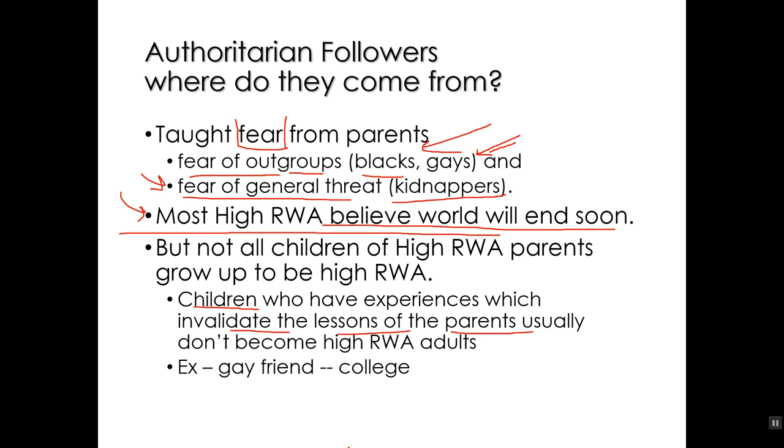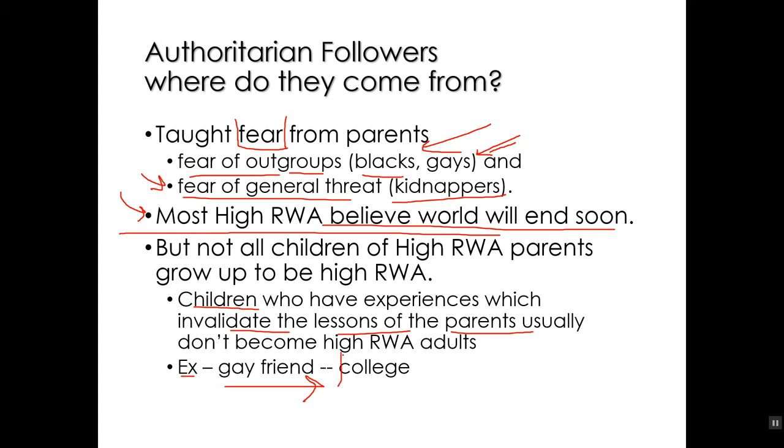For example, you can be told by your parents, oh, when you go to college, stay away from gay students, they may rape you or something like that. They're horrible people. And then in college, you have a gay friend, and you realize that everything that your parents told you about gay people was wrong. So then you start thinking, maybe what my parents told me about black people is wrong, or what they told me about Asians, or the world in general.